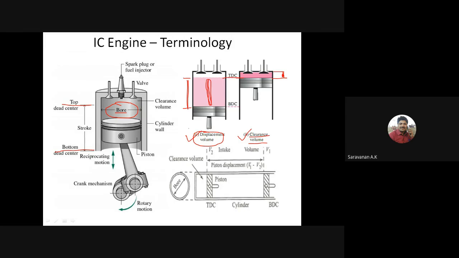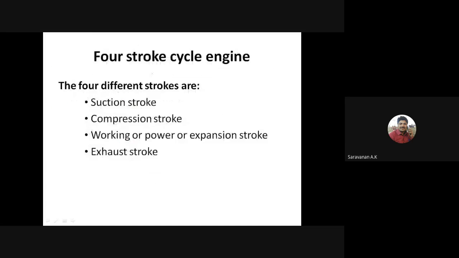Is it clear? Right. So here, in the Otto cycle, that is in the SI engine, we use the spark plug. Otherwise, in CI engines, we use the fuel injector, right? Up to this we discussed in the earlier class, last class, right? This class we will see the four-stroke cycle engines. For the four-stroke cycle engines, we already know the strokes: the suction stroke, compression stroke, power stroke, and exhaust stroke.